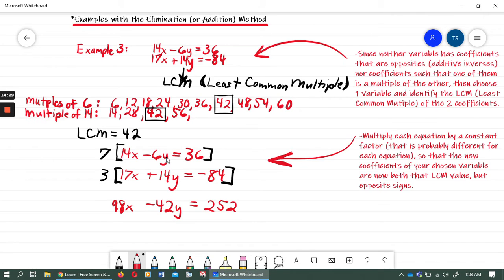Alright, and then for the second equation, when we multiply 3 times 17, we get 51x. And then 3 times 14 gives us positive 42y. And then 3 times negative 84, that gives us negative 252 again. Three times negative 84 gives us negative 252.